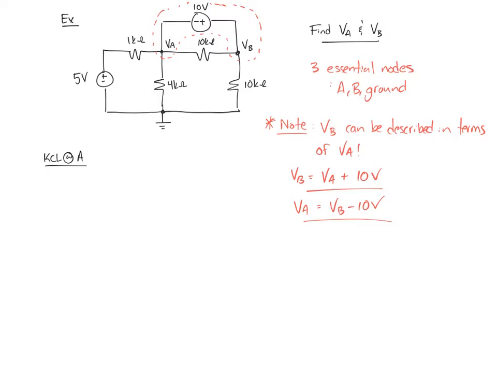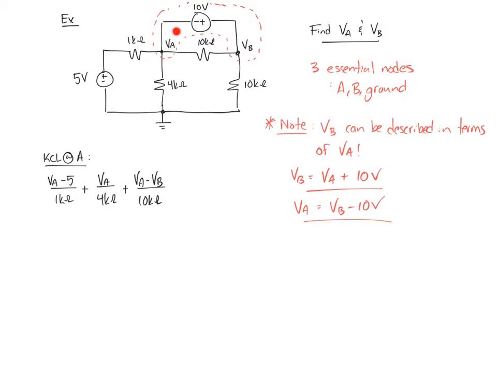Okay, so first our KCL at node A. We're going to again assume all currents are exiting. So first, the current through the 1 kilo ohm resistor will be described as VA minus 5 divided by 1 kilo ohm. The current through the 4 kilo ohm resistor would be described as VA minus 0 over 4 kilo ohms. The current through the 10 kilo ohm resistor is going to be described by VA minus VB over 10 kilo ohms. So that's 1, 2, 3.